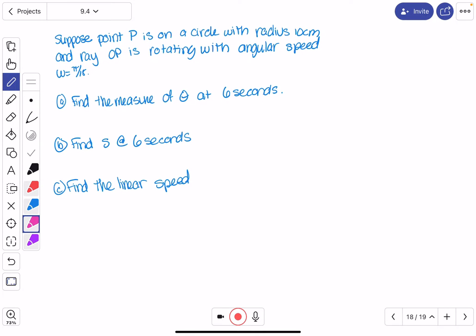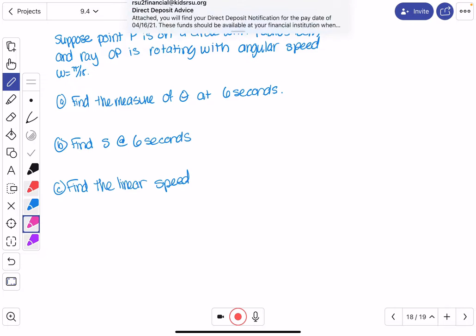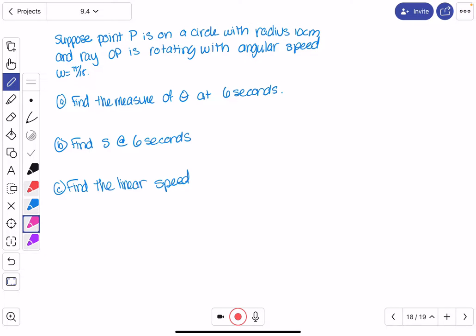Okay, suppose P is a point on a circle with the radius 10 centimeters. So we've got a circle, P, 10 centimeters. And ray OP is rotating with angular speed of pi over 18. So that means the angle is changing with that speed. So if we want to find the measure of the angle at 6 seconds, we're going to use our W formula, which is theta over T.